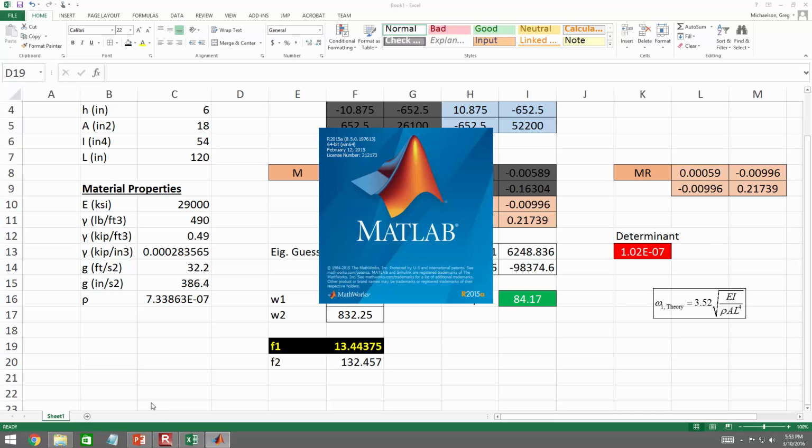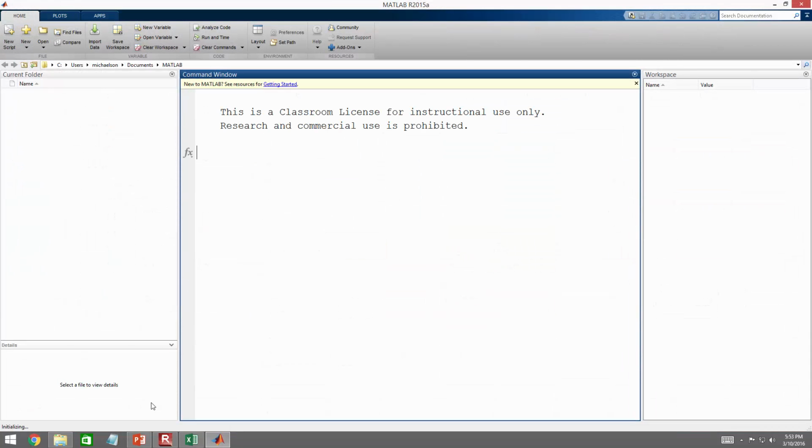I wrote out my matrices out here so that I could see them. Okay. Now, if I go into MATLAB, can you all read the font? Can you all read that? Okay. If I go in and actually just type out my stiffness matrix, and I wrote out the values right here, 10.875 minus 652.05. There's your stiffness matrix. There's K.